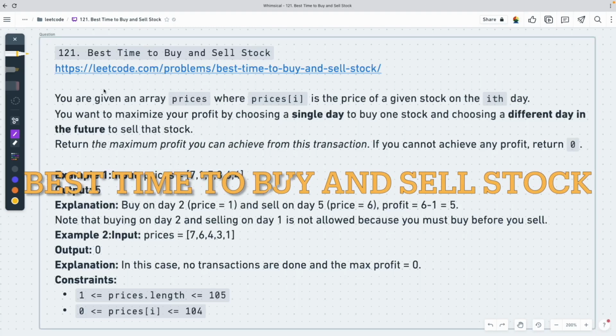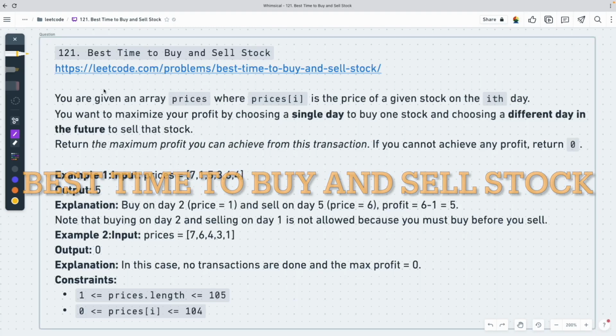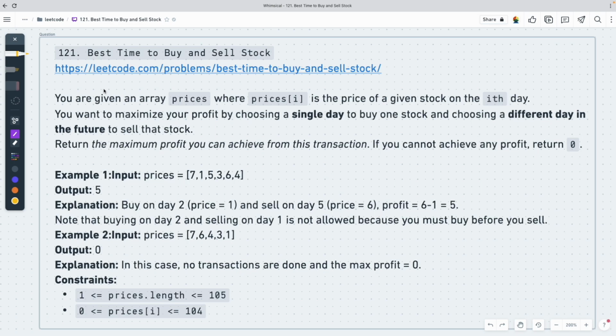Hi students, today we are going to look at the problem best time to buy and sell stock. It's a classic example of how to use programming to optimize real world scenarios. First, let's understand the problem statement.